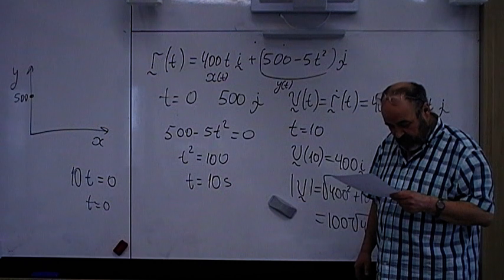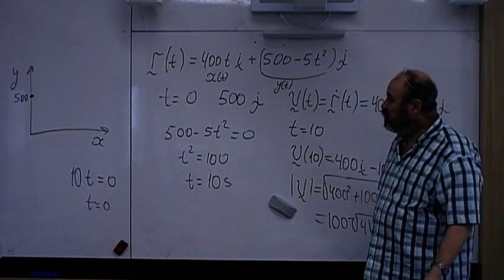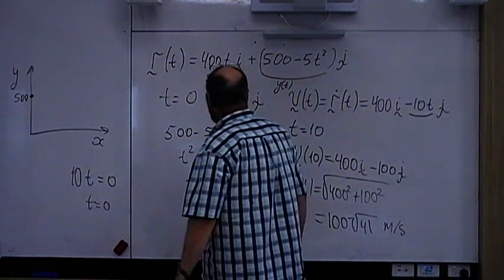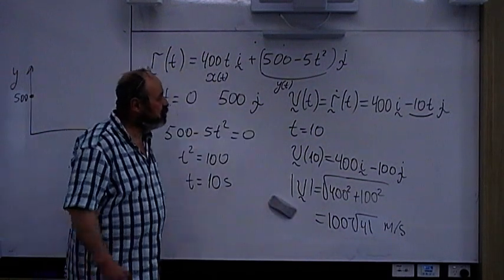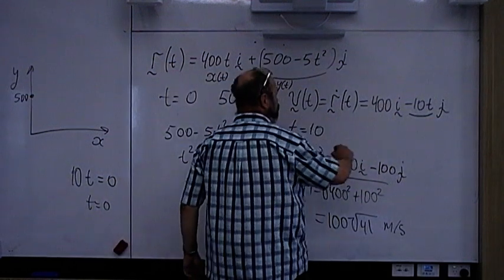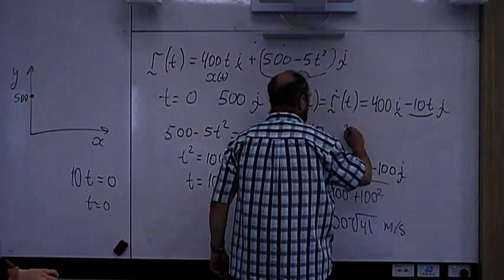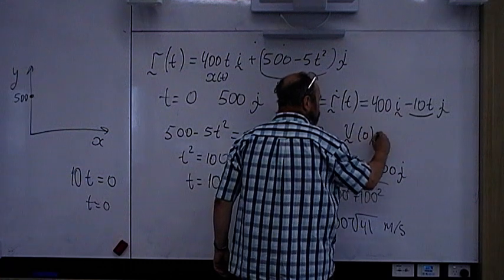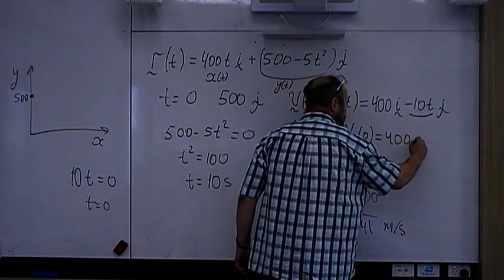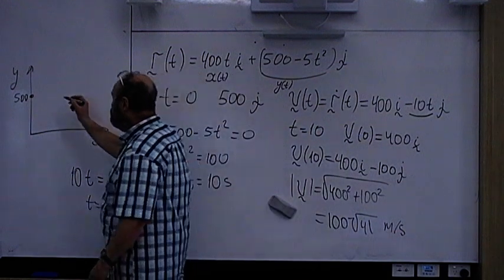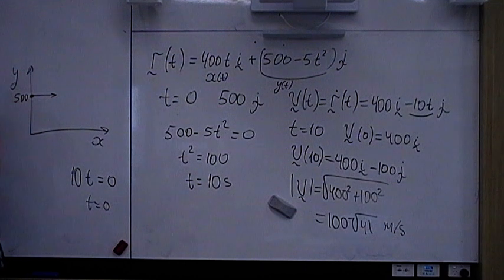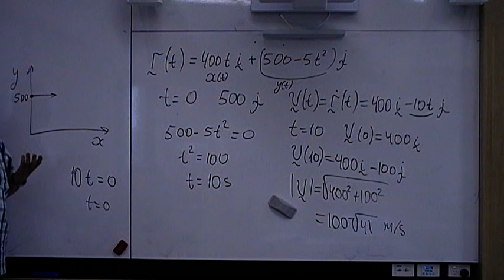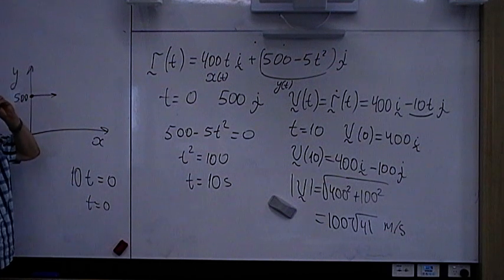And the last one: what is the initial velocity? What's the velocity at 0? Substitute 0, and you get 400. V of 0 will be equal to 400i. So it started horizontally, its initial velocity is horizontal, 400i. Initial velocity is when time equals 0.